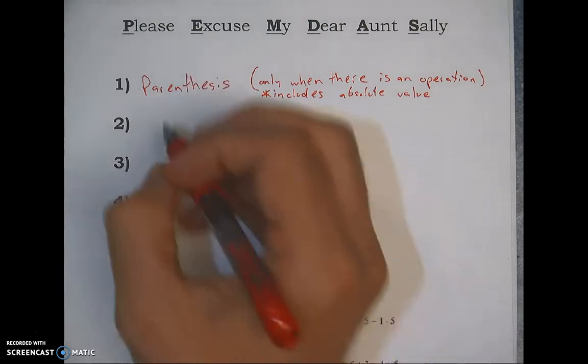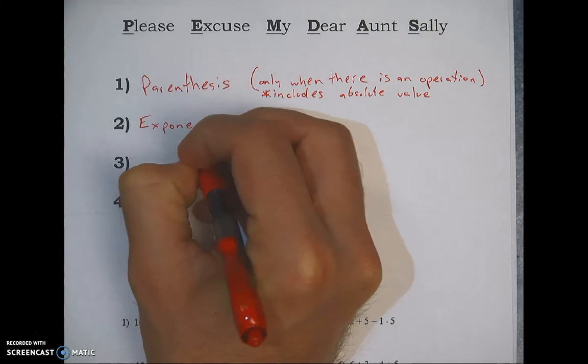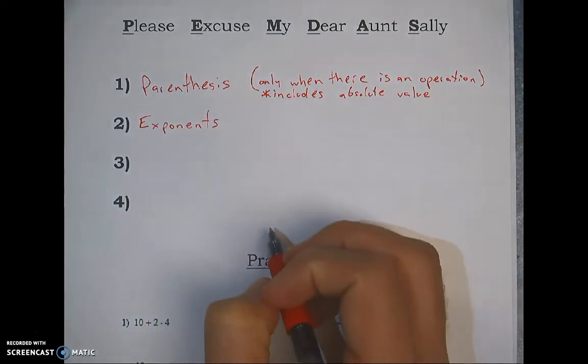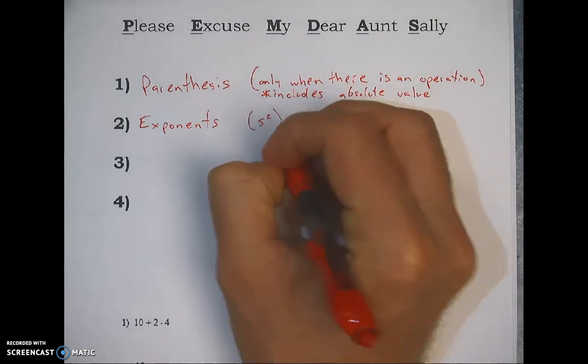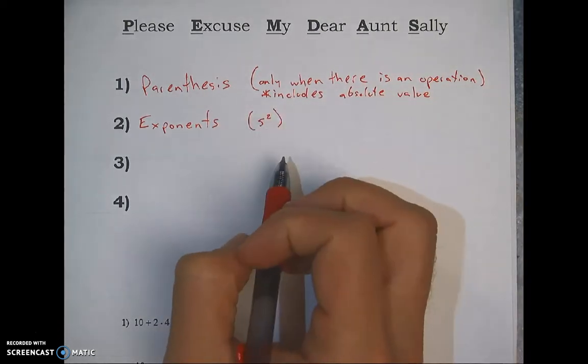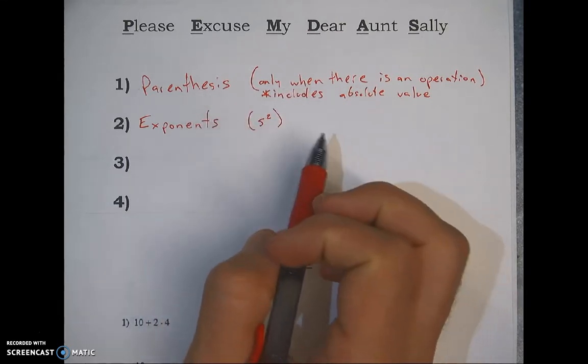So number 2 is E, and that's our exponents. That's what we've been working on. So we need to simplify all our exponents. Remember, that's 5 to the second or something like that. You're going to take care of that next. So after the inside of your parentheses are done, then you take care of exponents.